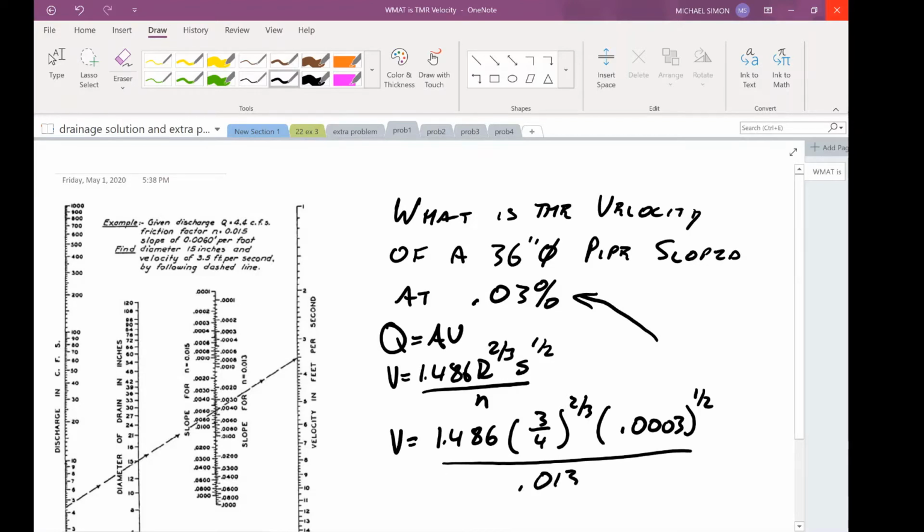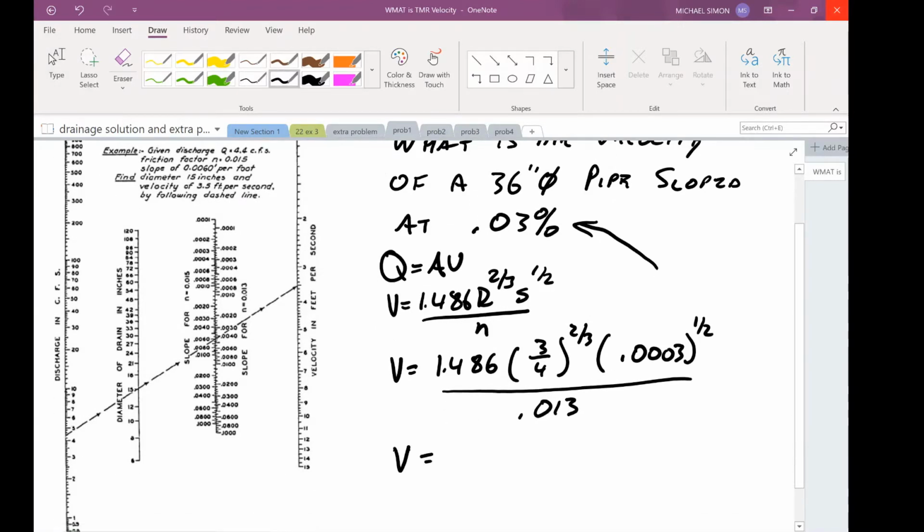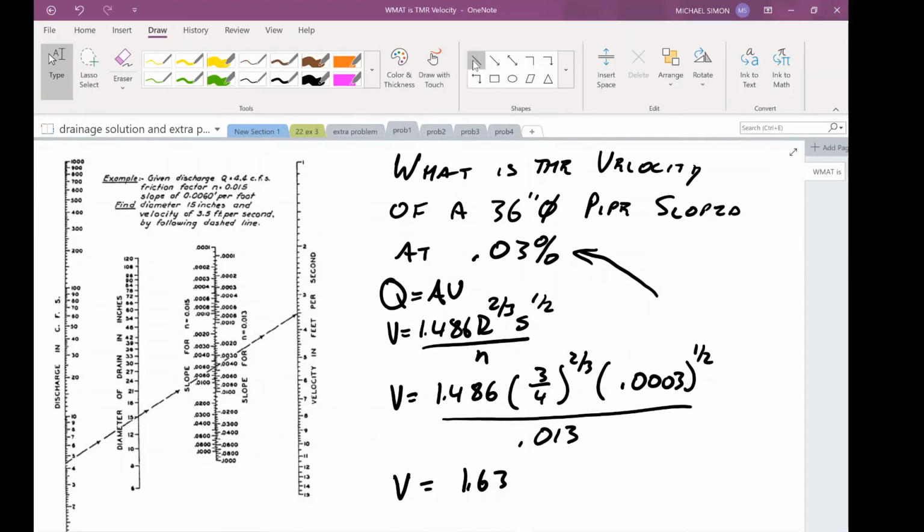Divided by 0.013. So my velocity will be equal to, let's see, 0.75 raised to the 2/3 times square root 0.0003 times 1.486, divided by 0.013. I get a velocity of 1.63. So let's see what that does. 36 inches, 0.0003. Yeah, we're less than 2.